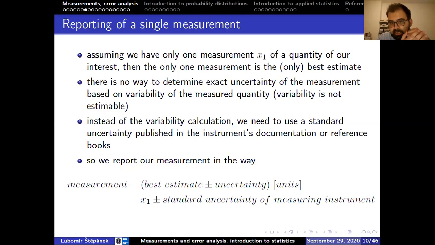How? If we have only one number, one number is one number, so we are not able to calculate how far this one number is from something else, because we have only this one number.